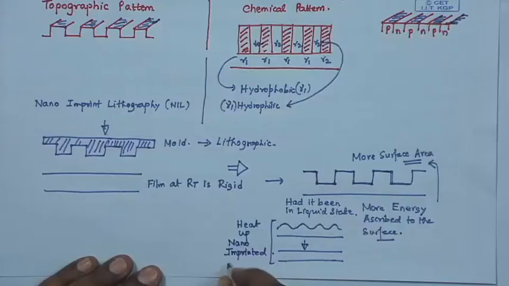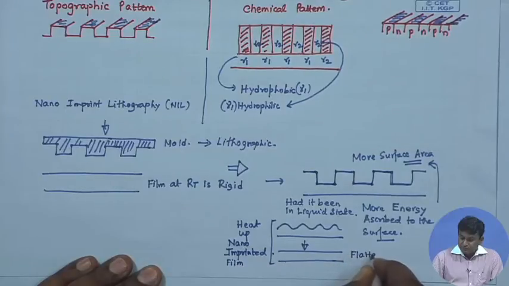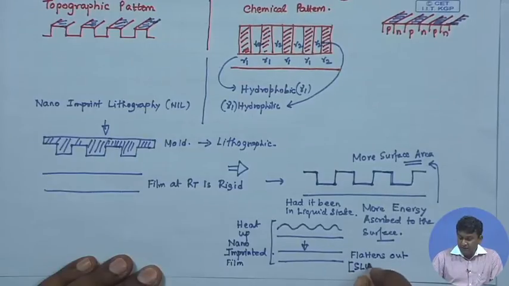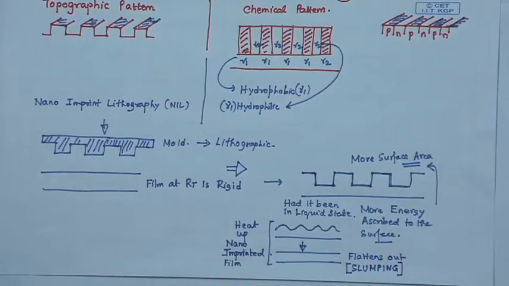So, if you heat up a nano imprinted film, it flattens out, and this phenomenon is entirely driven by surface tension, because for a film a flat surface profile corresponds to the minimum energy configuration. So, this is also important. We always know that the minimum energy configuration corresponds to a hemispherical shape, but that is for a drop. But if you have a film, if you have enough material that it actually forms a film, then in fact a flat surface corresponds to the minimum energy configuration.